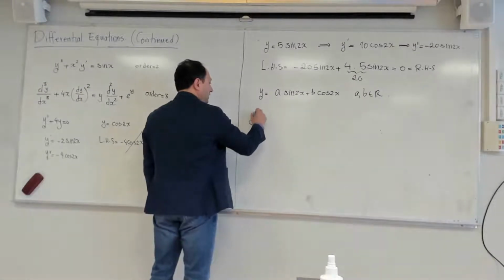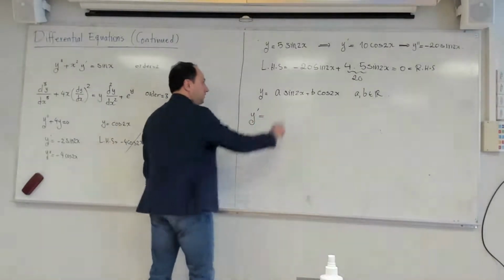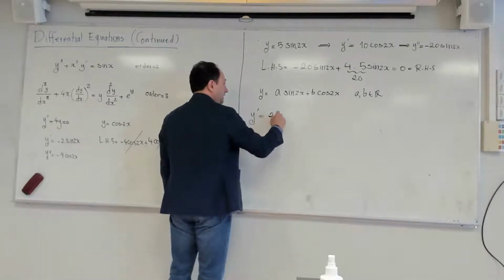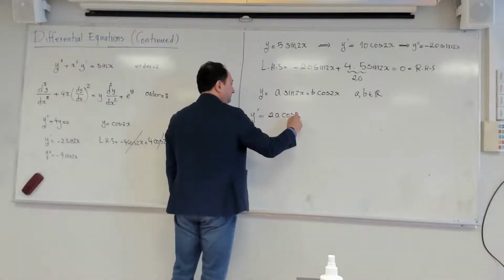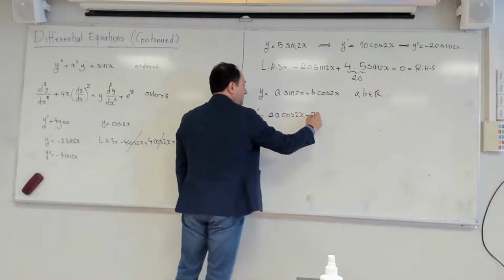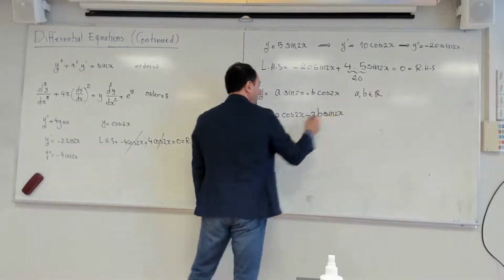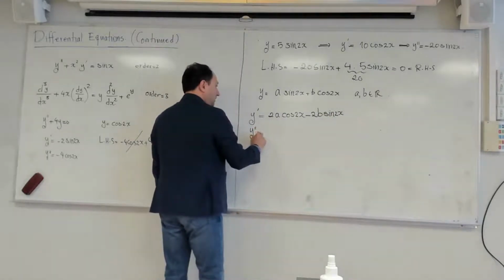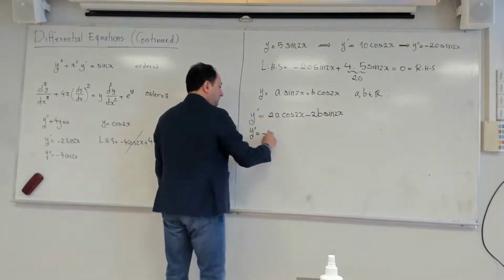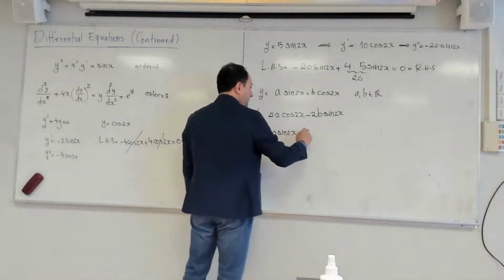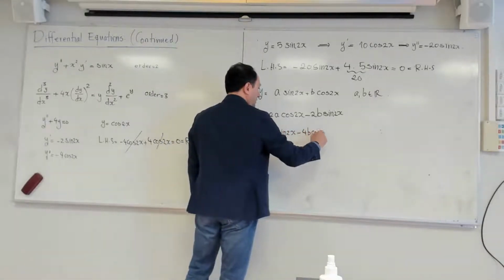What I have to do, I have to take the derivative of this function. So this becomes what? 2a cosine 2x. This becomes negative 2b sine 2x. This is the first derivative. The second derivative becomes negative 4a sine 2x, negative 4b cosine 2x.